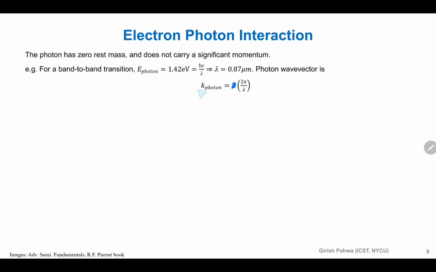Let's compare this photon wave vector with the wave vector of the electron. What is the order of the wave vector of an electron, say for silicon? Where is the conduction band of the silicon? So you have k equal to 0, and then you have some EC here, some EV here. So this is at some k. I'm asking what is this value of k? Do you remember?